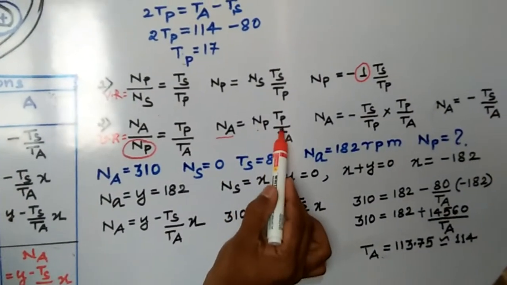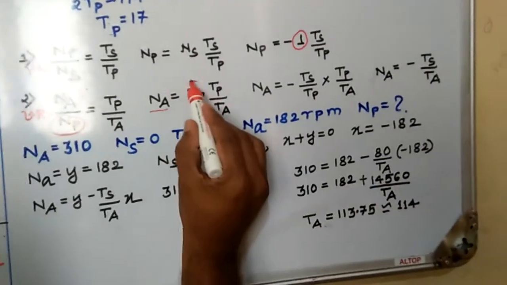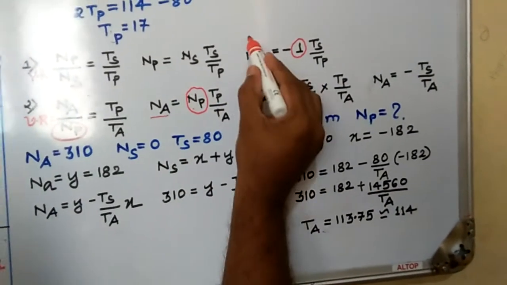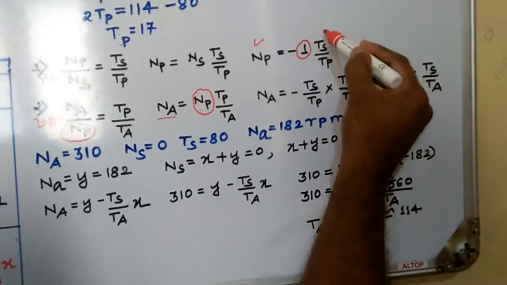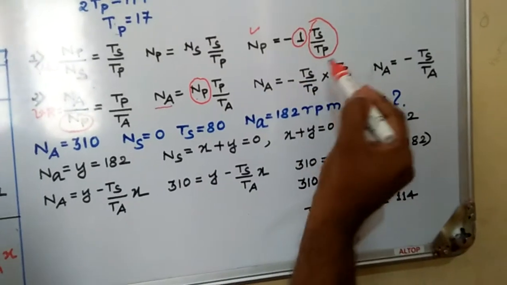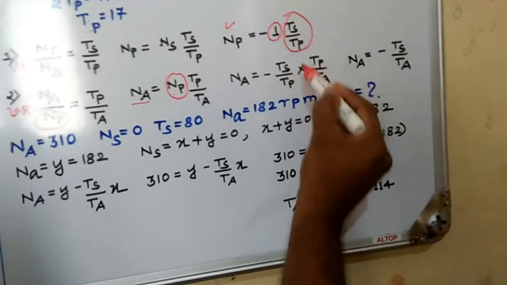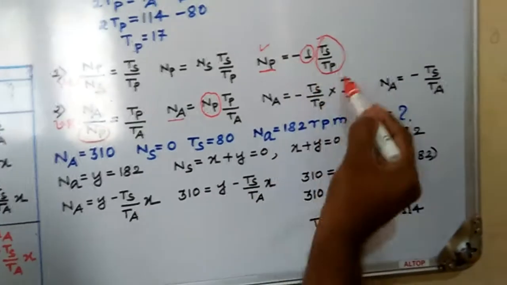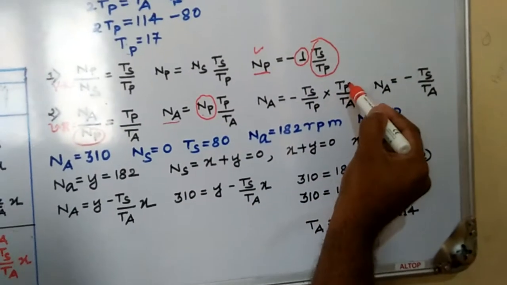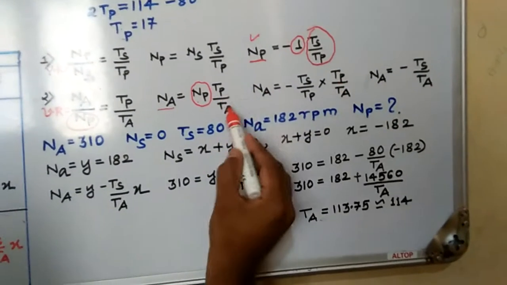Then finally, NP we got from the previous equation. You have to take this much only, that is TS by TP. Don't go for the direction; I will take the direction finally. That is TS by TP you take it. Then NP equals, as usual, TP by TA. Once again it comes as TP by TA as usual.